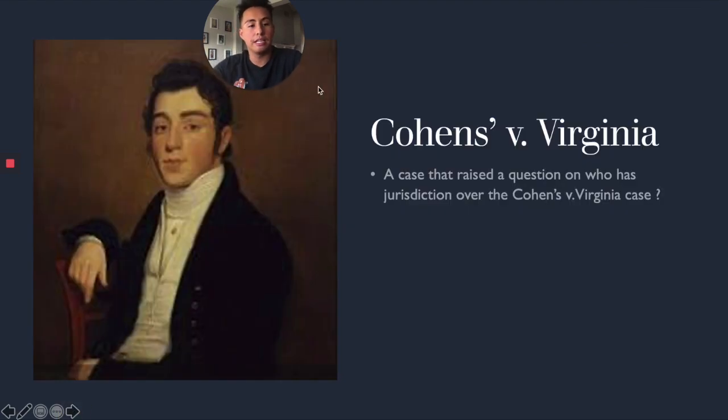And now we look into the case of Cohens versus Virginia, a case that raised a question on who has jurisdiction over it. Basically, the Cohen brothers began selling DC lottery tickets in Virginia. They were charged and convicted by the state authorities, and then they appealed. The Supreme Court ultimately took that case, but the state said that the case was already settled and that Virginia had personal jurisdiction on that case, so that the Supreme Court did not have jurisdiction to hear that case.